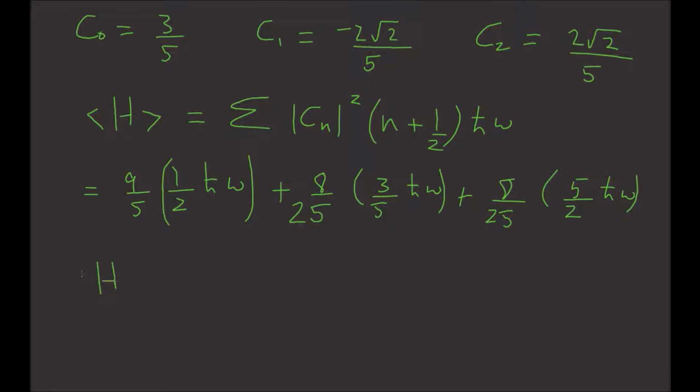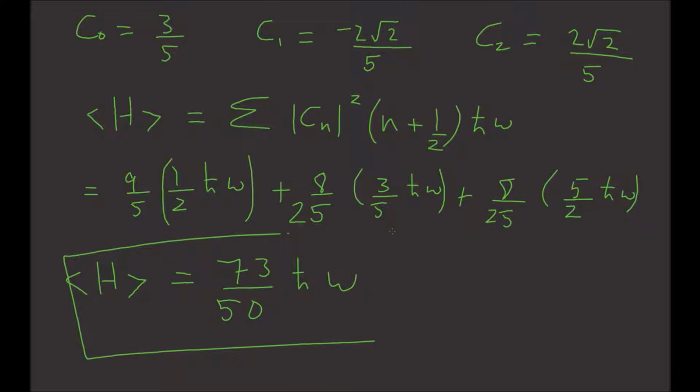Simplifying this a little bit further, we get the expectation value of the energy equals 73 over 50 times h bar omega. And there you have it.